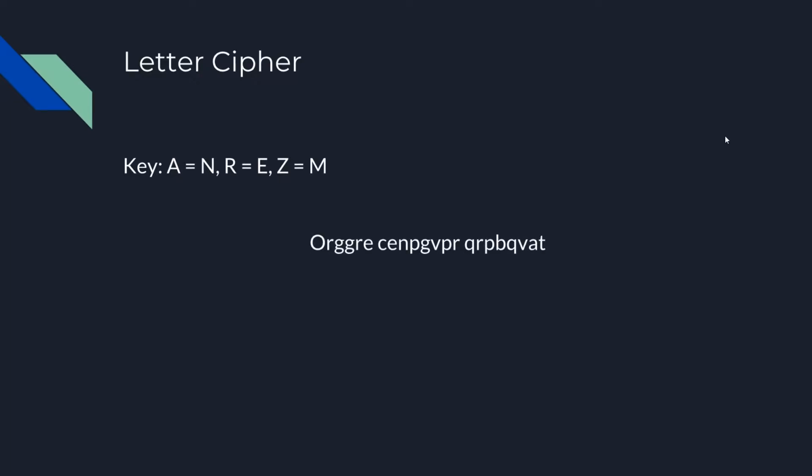The key says A equals N, R equals E, Z equals M. Using my own intuition, I'm going to give you a hint. N also equals A, E equals R, and M equals Z. Looking at the cryptogram here, none of the words make sense because it's coded and I have to create my own alphabet. So I'm going to give you a little bit of time. Go ahead and pause the video now before I pull up the answer.